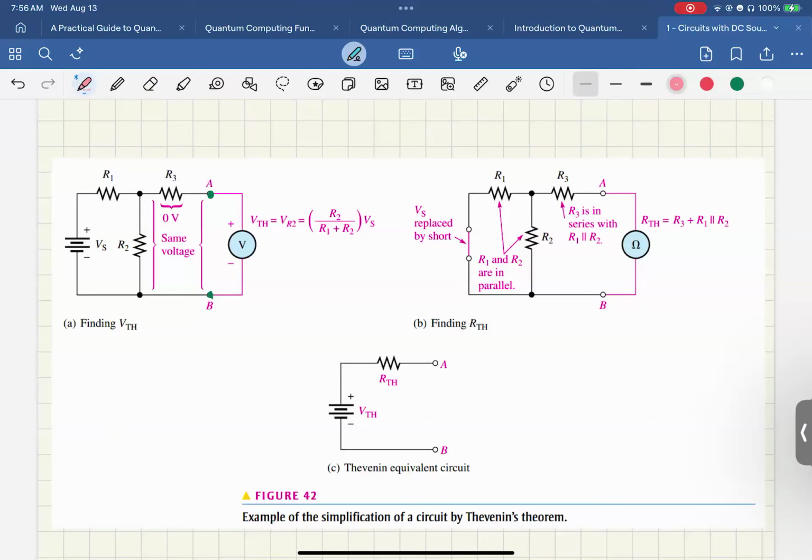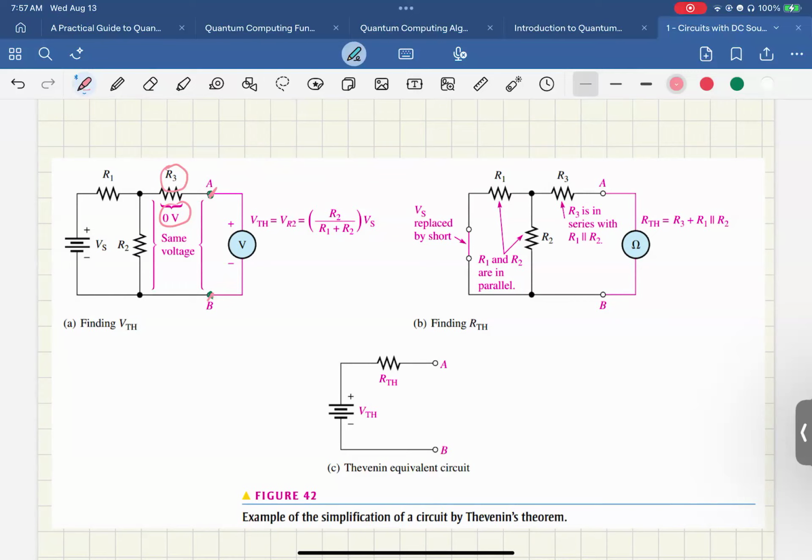Okay, what about this R3? Since terminals A and B are open, what is the current that passes through R3? There is no current passing through R3 because this circuit is open. It's not a closed circuit, so no current passes through there. And because there is no current through R3, the voltage across R3 is 0.